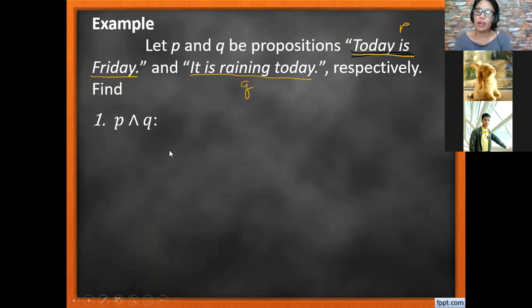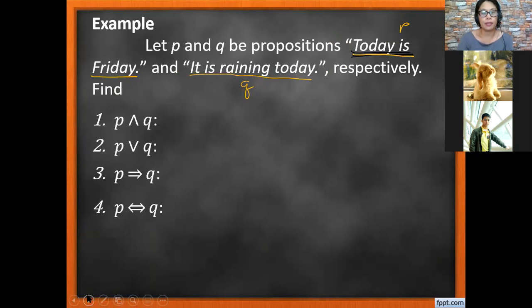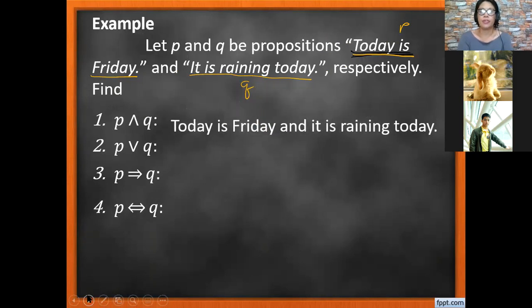Okay. So how do we construct P and Q? We will just rewrite as is each proposition and we will combine them using the conjunction connective. So that's how we construct P and Q: today is Friday and it is raining today. That's how we construct P and Q from the given P and Q in the example.